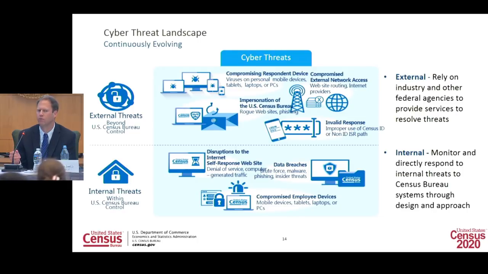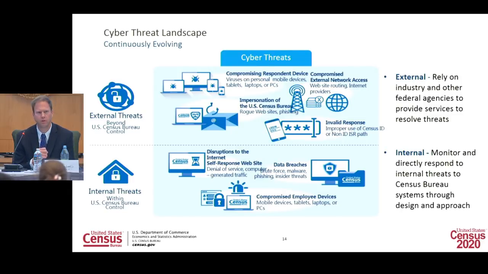Impersonation of the census talks about rogue websites and phishing attempts to try to get you, the public, to go to the wrong website. There are things we're doing to take care of that and mitigate against that. Invalid responses: if someone's using the site properly and the data we receive is secure, what are we doing to make sure the response is valid and the type of response we want? I'll go through some solutions in the next slides of what we're doing. All of those are external to the census. We can detect some of them, but we can't directly respond to some of these as threats.